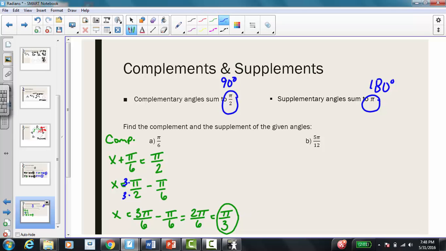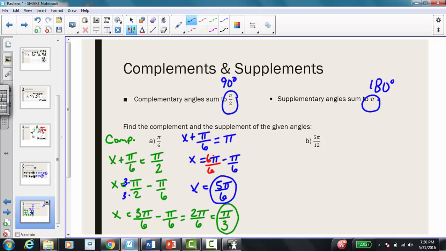So next we need to find the supplementary. Again, x plus pi over 6 needs to add together to equal pi. Solving for x, I'm going to get x equals pi minus pi over 6. Multiplying both numerator and denominator by 6 in order to get a common denominator, I'm going to get x equals 5 pi over 6.